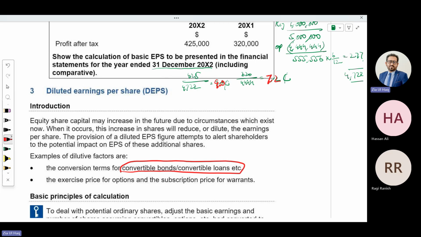Conversion terms, for example, a convertible bond or convertible loan you have issued, or you have provided an option to the investor. You have signed a contract. What is an option? A contract with some investor. After 3 months, you can take this number of shares at this price. And an option is a right. Either they will take it or they can even refuse.